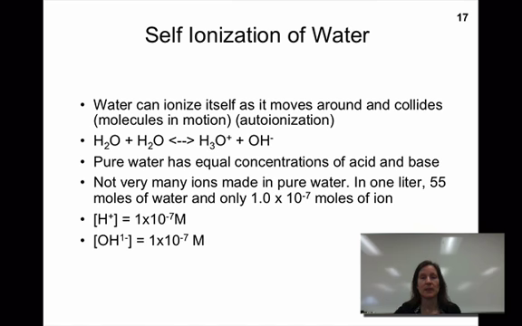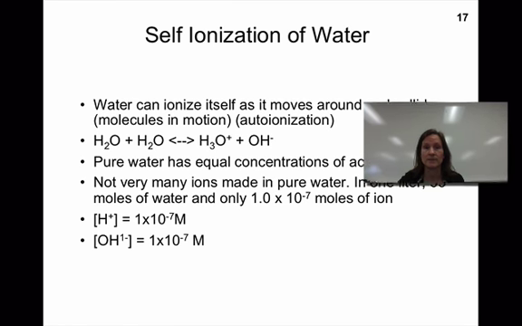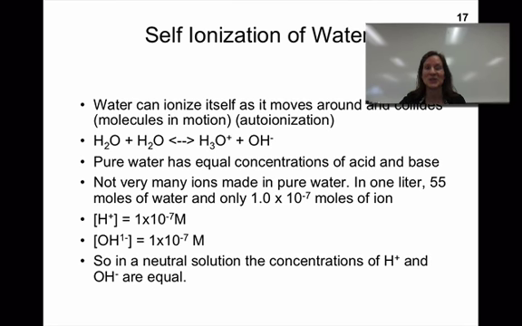Now, because of this number, that 1.0 times 10 to the negative 7, that means in pure water, we've got 1 times 10 to the negative 7 of the H+ and 1 times 10 to the negative 7 of the OH-. The concentrations are equal. So in a neutral solution, if you know something about the H+, you know something about the OH-. Now, some of you may look at these numbers and start to bring pH to mind, because the pH of neutral water is 7. And that 7 actually comes from these concentrations of H+ and OH-.